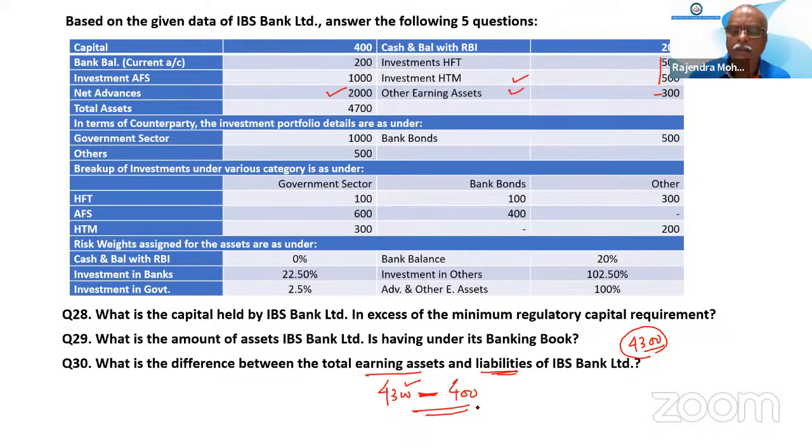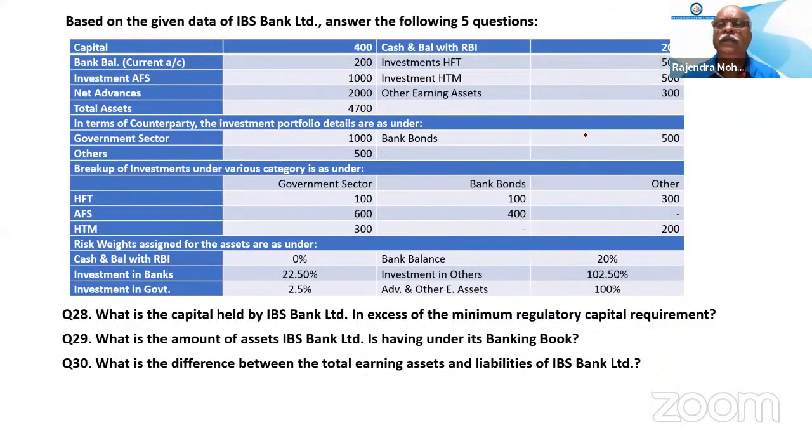Sir, how can we get 4,300? Please once more. Here, see, out of these, which are earning? You tell me which are the earning. Do you earn anything on the cash and cash balance maintained with RBI? You earn anything from here? No. So you deduct this one. Your investment in HFT, you are earning something or not? Yes, sir, you have made investment. Your investment in HTM also you are earning. Here earning asset is written, so we are earning from this also.